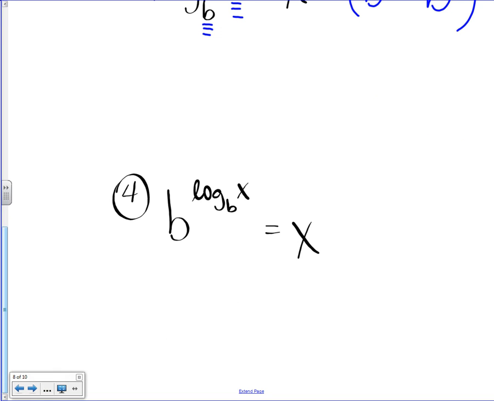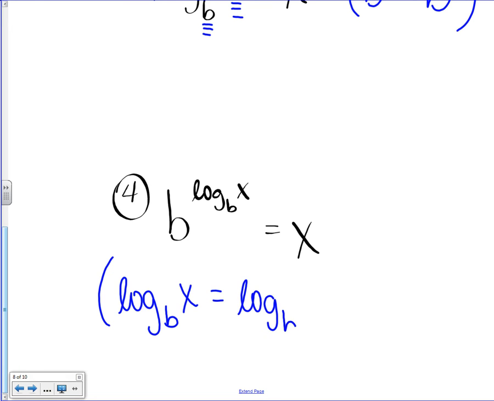And finally, this one might look a little strange to you. That log is in the power. So this right now is written in exponential form. If you change this to logarithmic form, what does it look like? Remember how we have this. We have the log of base b of x equals the power, log base b of x.